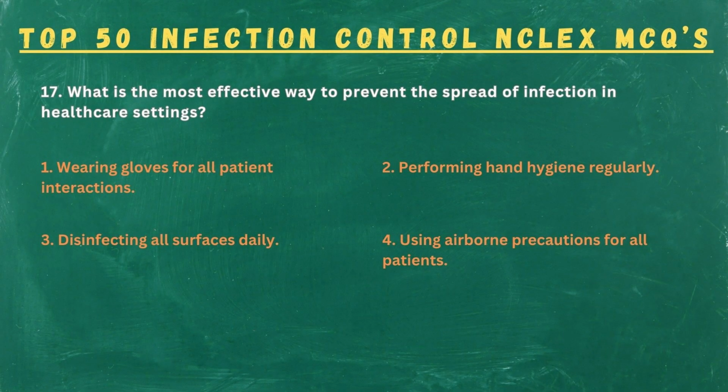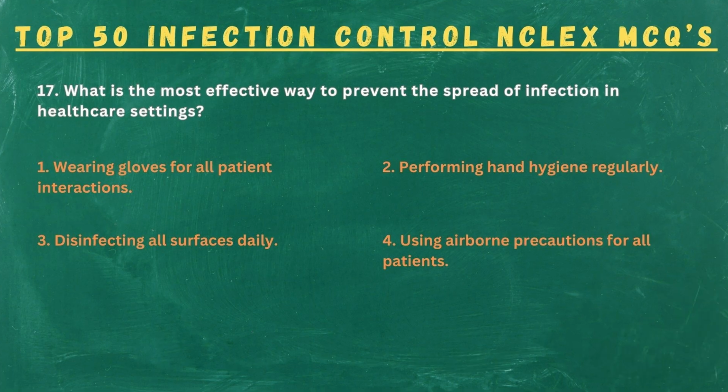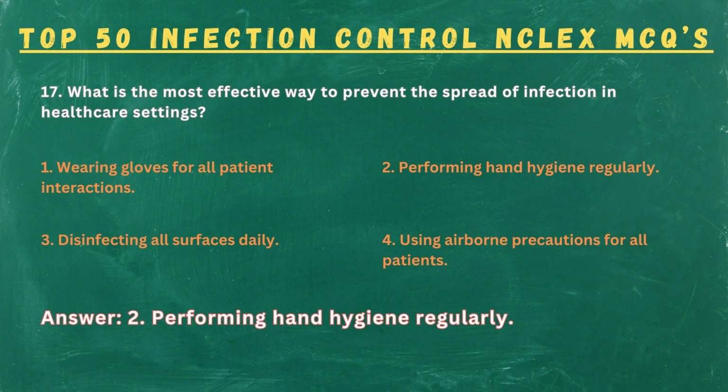17. What is the most effective way to prevent the spread of infection in healthcare settings? 1. Wearing gloves for all patient interactions. 2. Performing hand hygiene regularly. 3. Disinfecting all surfaces daily. 4. Using airborne precautions for all patients. Answer: 2. Performing hand hygiene regularly.